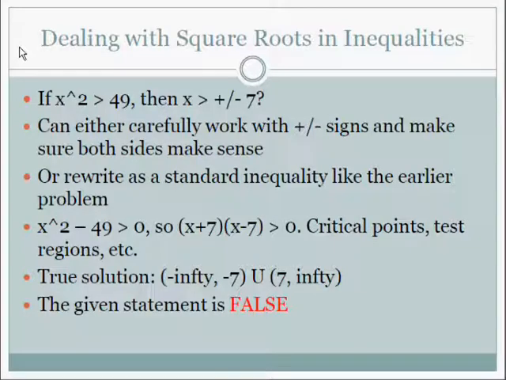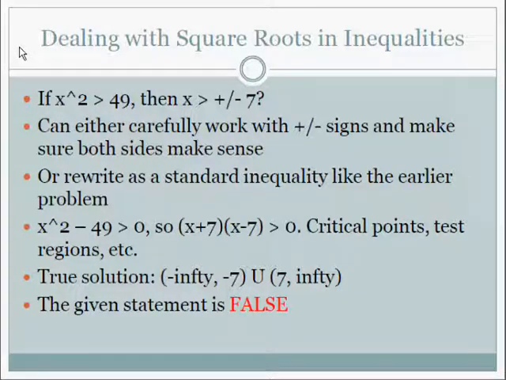Likewise, going back to our third inequality, dealing with square roots and inequalities. So if x squared is greater than 49, then x is greater than plus or minus 7. I wish it were that easy. I really wish it were. But again, students see this and they try and think about it in terms of just a regular equation. You take a square root on both sides, you add the plus or minus on the other side, you're done. I wish it were that simple.